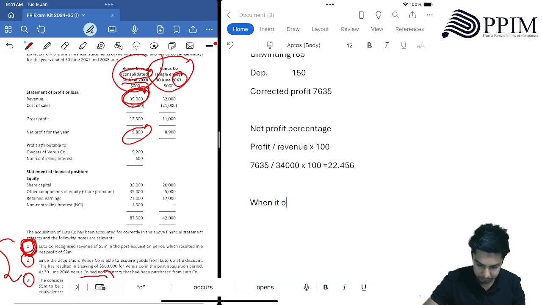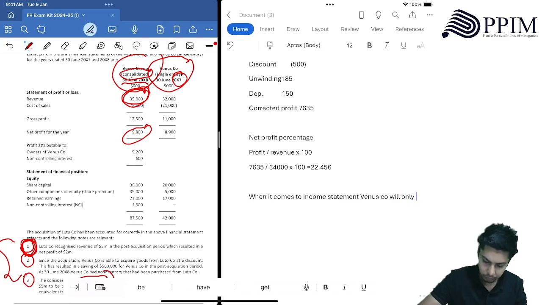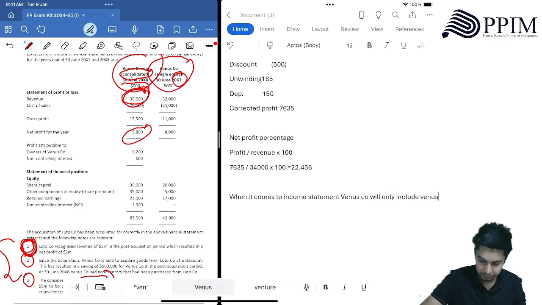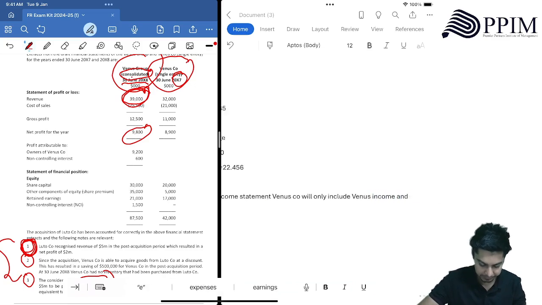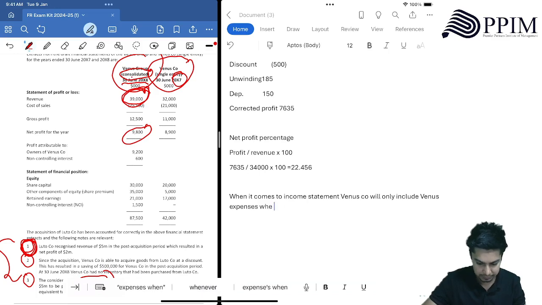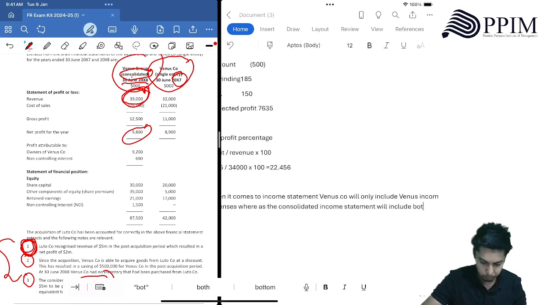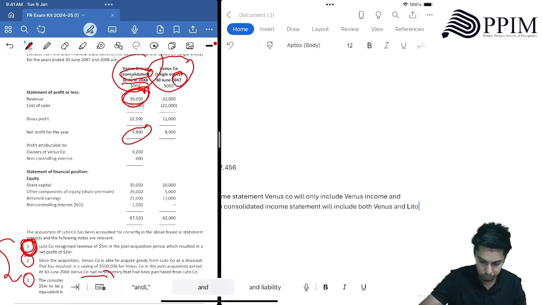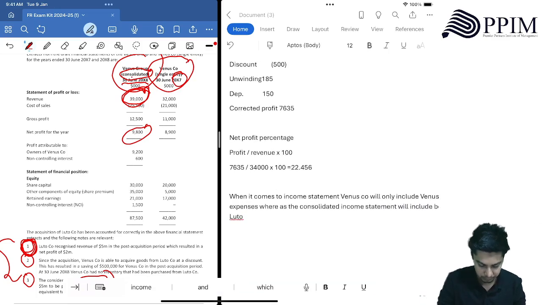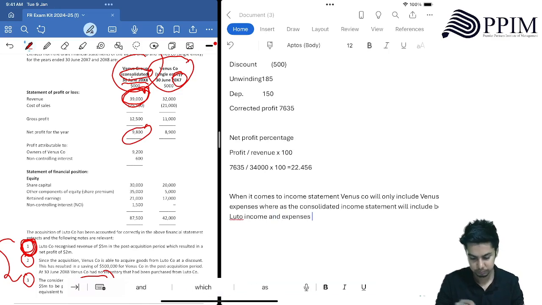When it comes to the income statement, Venus Co will only include Venus's income and expenses, whereas the consolidated income statement will include both Venus and Pluto's income and expenses.